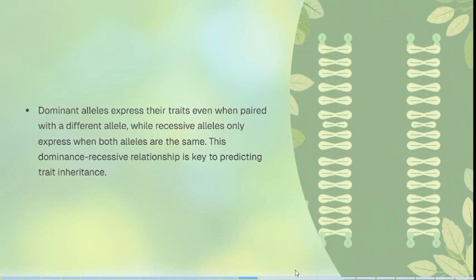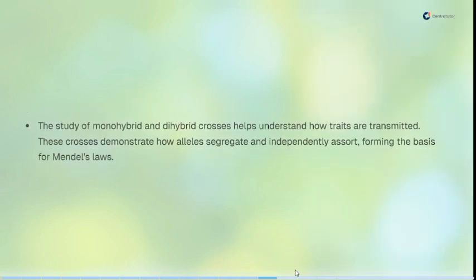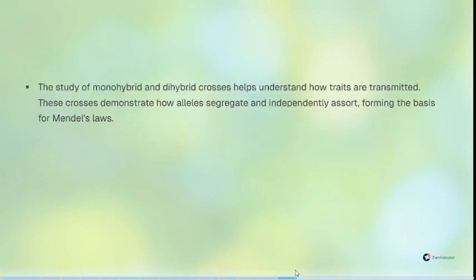With all this being said, the study of monohybrid and dihybrid crosses helps us understand how traits are transmitted. These crosses demonstrate how alleles segregate and independently assort, forming the basis for Mendel's law. There's a scientist called Mendel, and his law is a guideline for the segregation of genes and also independent assortment. We will see that later on in some other studies.